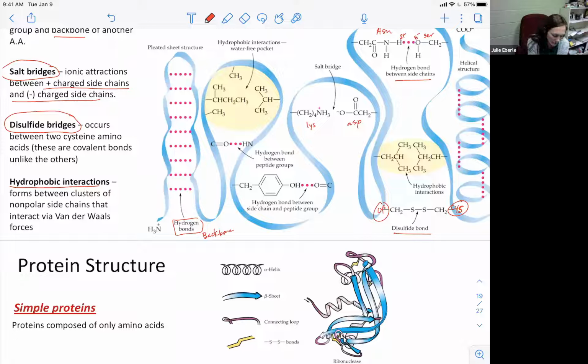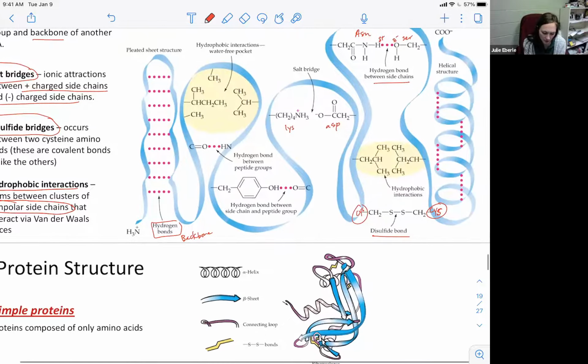Lastly, the last kind, hydrophobic interactions. These form between clusters of, notice, non-polar side chains. Well, I should circle the whole thing. Non-polar side chains that interact via van der Waals or London dispersion, usually the word you hear me say, forces. So those are highlighted in yellow. There's two pockets that we see here. And if you just notice, all the side chains here are non-polar. They're hydrocarbons. There's no oxygens and nitrogens and sulfurs here.